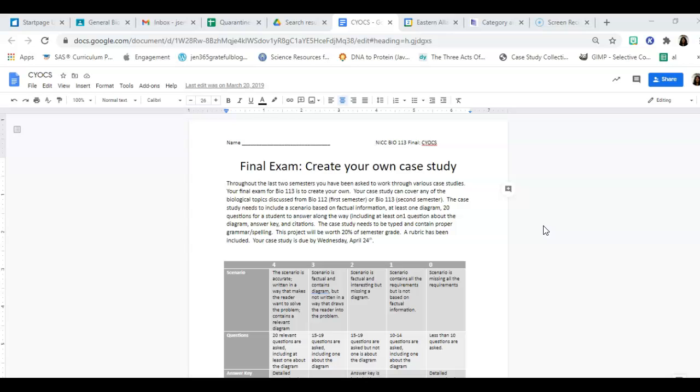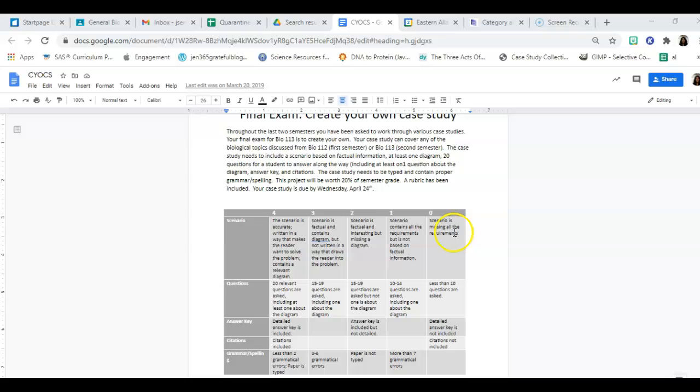Pick something that's very interesting to you, a topic that we've covered. Obviously, some system has to involve the system of the bodies. But what you are going to do is you are going to create your own scenario based on factual information. You need to have at least one diagram on there. Make sure you are citing your sources.